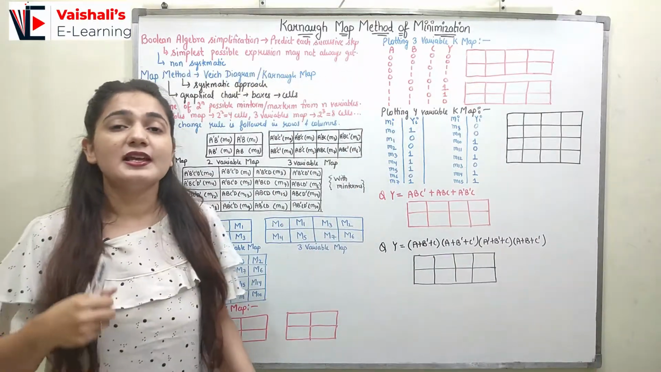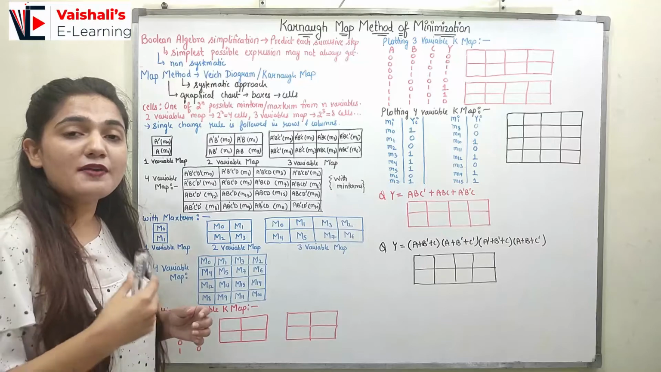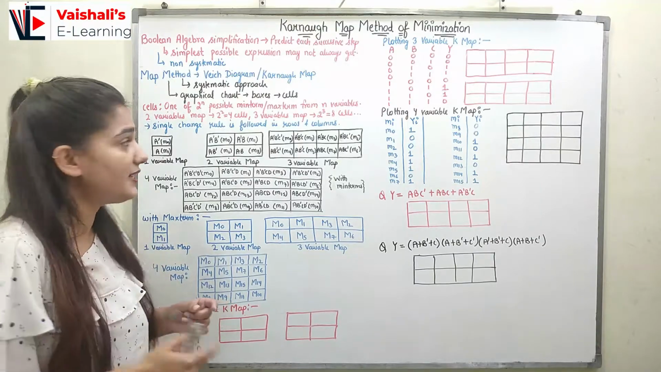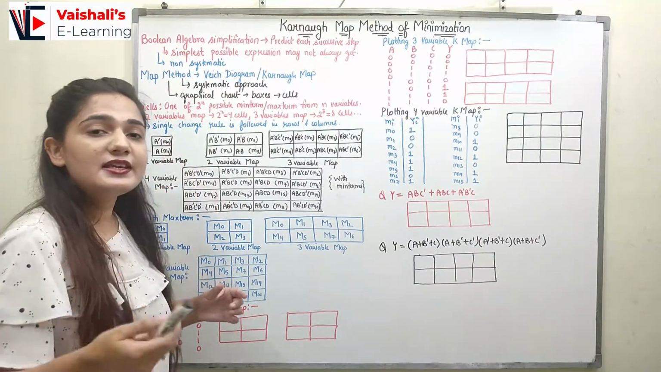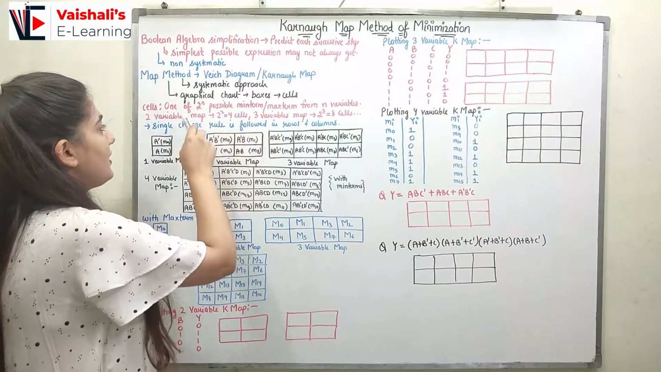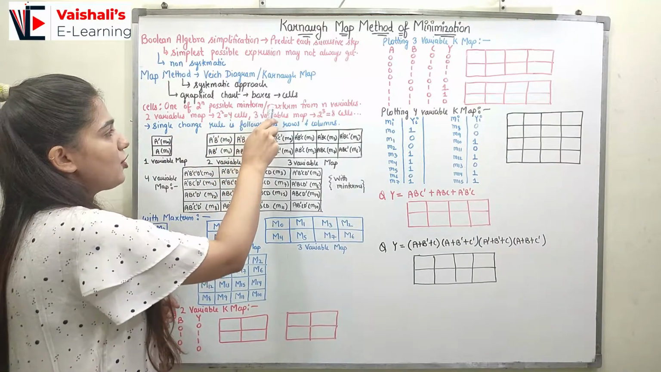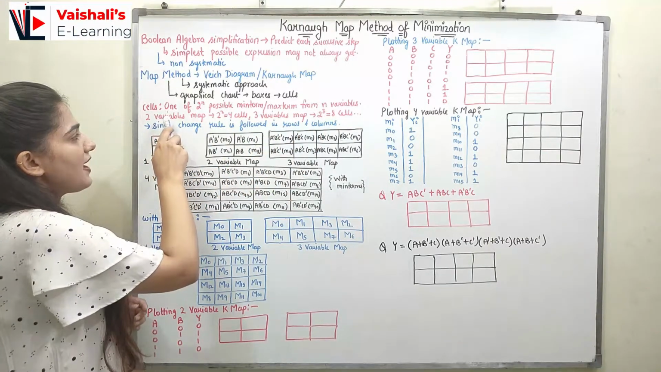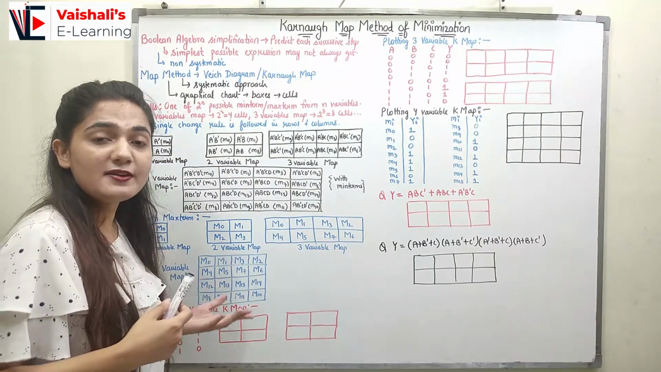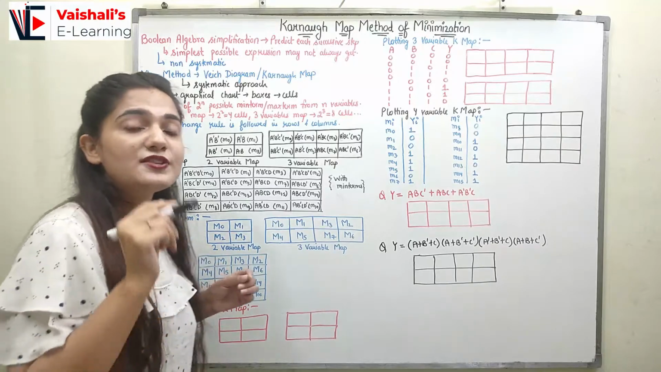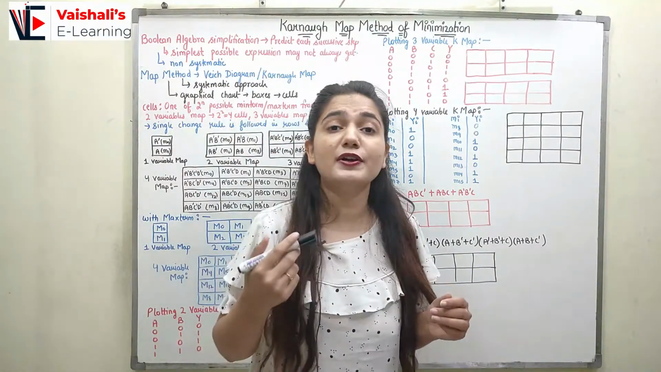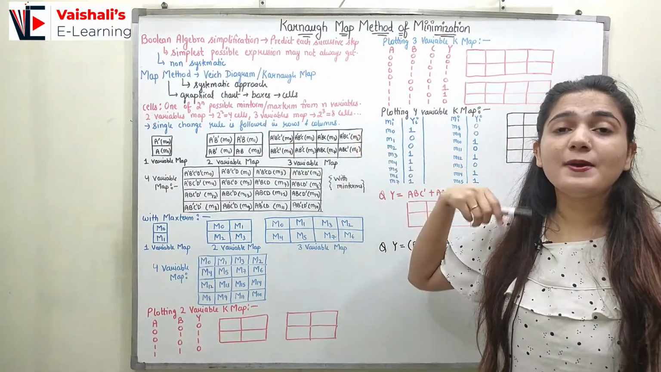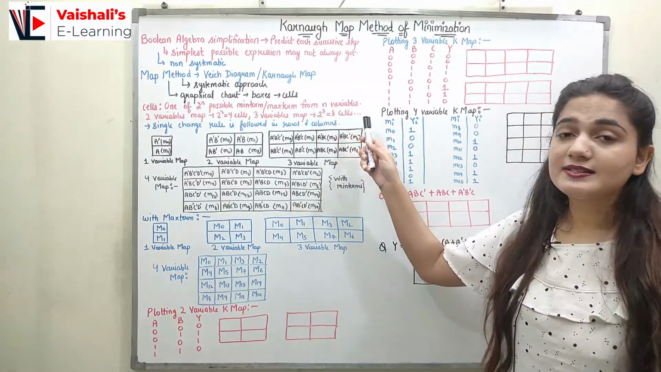Now what is the cell? A cell is representing one of the 2 raised to power n minterms. If I have n variables, I will be having 2 raised to power n minterms or maxterms, right? So each cell is representing one of these minterms or maxterms, right? So now here one of the 2 raised to power n possible minterms or maxterms from the n variables is represented in each cell. So now if I have the 2 variable map, how many cells will I be having? 2 raised to power 2, because here I will be having 2 raised to power 2 minterms or maxterms. So I will be having 4 cells. If I have a 3 variable map, it will be having 2 raised to power 3, that is 8 cells, right?